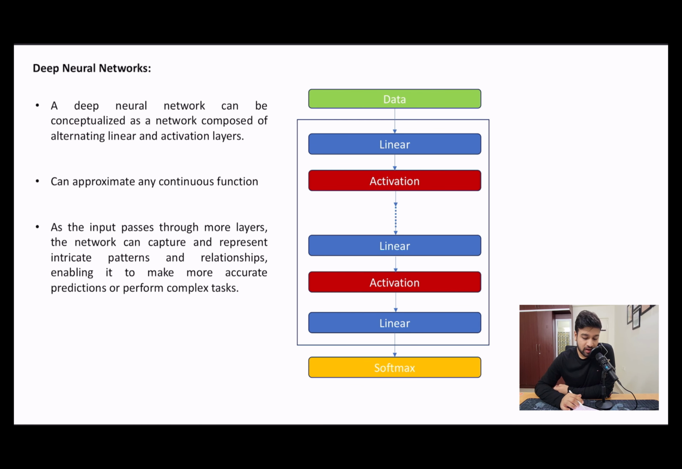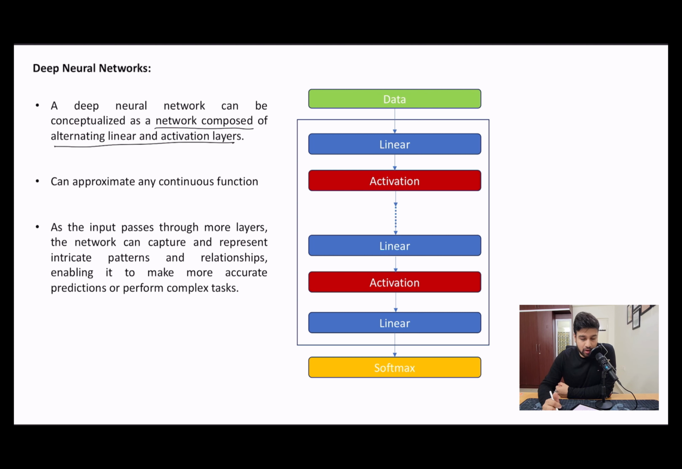A deep neural network can be conceptualized as a network composed of alternating linear and activation layers. That is it. That is what you need to know about deep neural networks. It is a composition of alternating linear and non-linear layers. And as you increase this alternating combination, as you increase the size of the neural network, the more difficult and more complex the task you can solve, and your model is more and more powerful, right? That is what you should understand about deep neural networks.